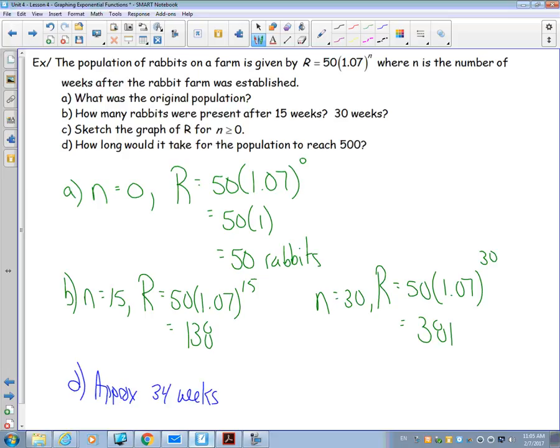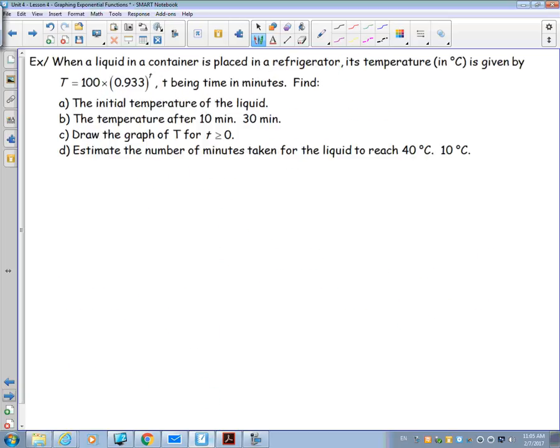Okay. Some things to point out with this graph again. Notice that our base, that's our base right there, it's bigger than 1, which means it's growth. That's why I went up to the right. Not all our bases are going to be whole numbers. Decimals are actually very common when we deal with exponential functions. Okay, we'll try the next one.